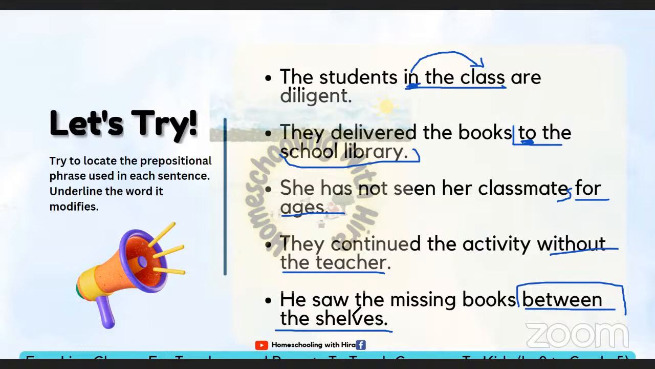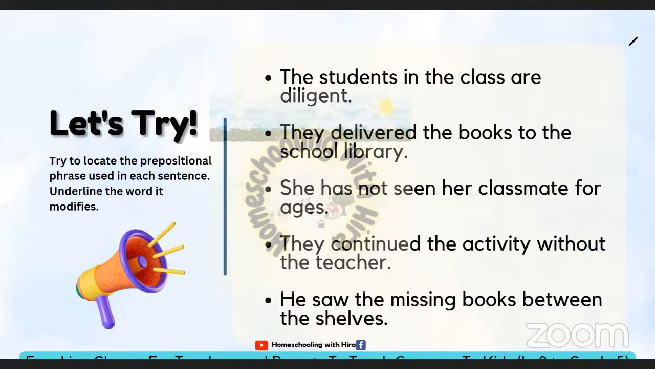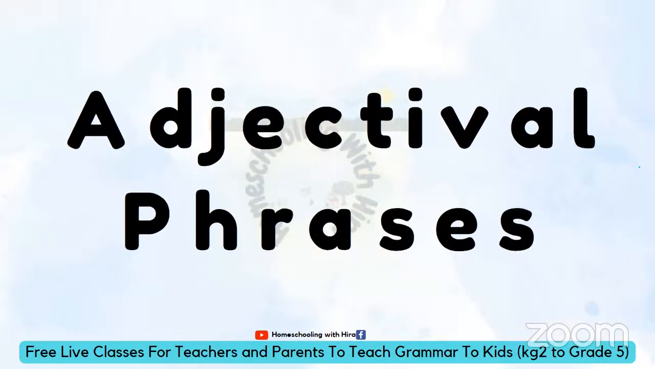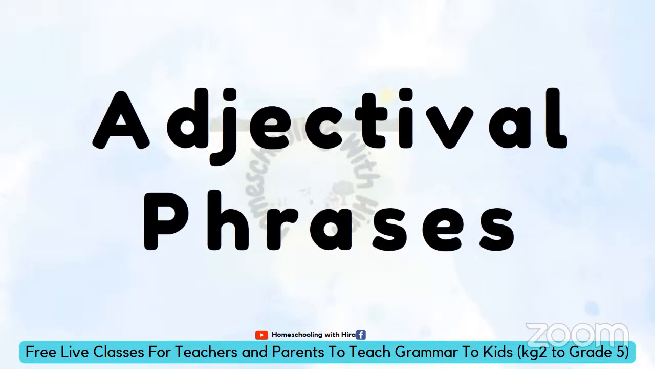If somebody can write it in the comments box. Where is the noun phrase in this one? He saw the missing books between the shelves. To the count of 5. 1, 2, 3, 4, 5. The noun phrase is the missing books. Because books is a noun and the word missing is giving us information about books. ठीक है? I hope prepositional phrases and noun phrases are clear now. Let's talk about adjectival phrases. ठीक?